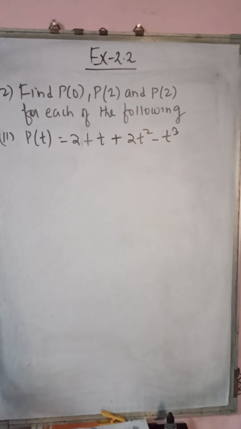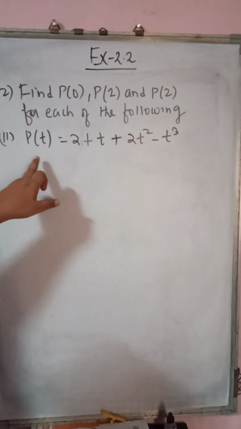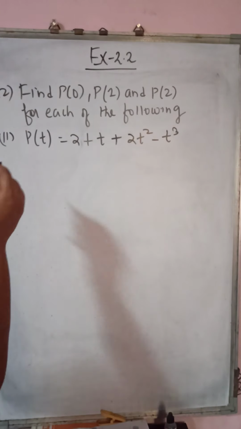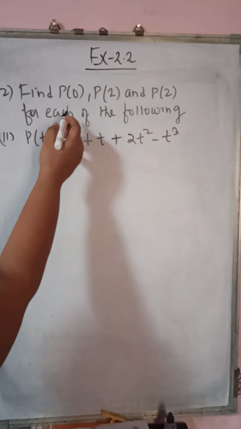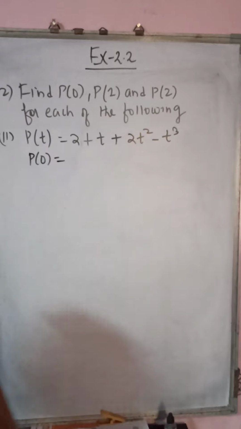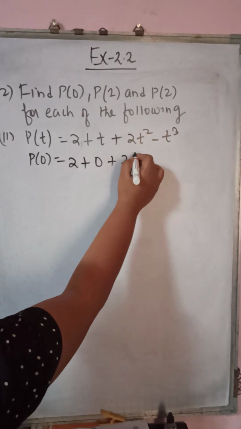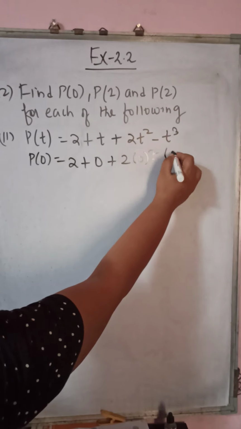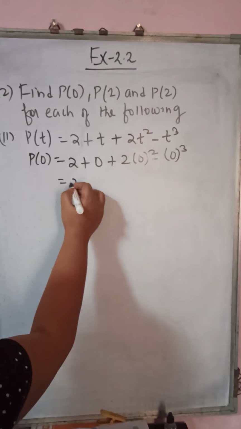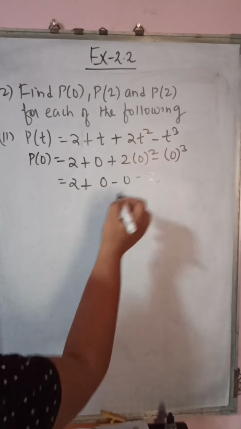Question number 2, second part. So again we have to find P0, P1 and P2 for this polynomial. This polynomial is given in terms of t. So first you will calculate P0. Wherever t is there, in place of t you will put 0. So 2 plus 0 plus 2 into 0 square minus 0 cube. So 2 plus 2 into 0 is 0 minus 0. So the answer is 2.